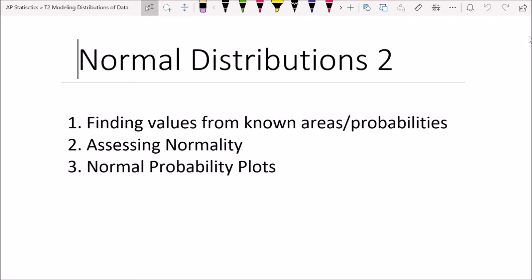Today we're going to cover 3 things. First, we're going to find values from known areas and probabilities with a little bit of review baked in. We are going to learn how to assess the normality of a data set, so like looking at a set of data and saying, are these approximately normal or not? And finally, we're going to learn about something called a probability plot. So let's get to it.